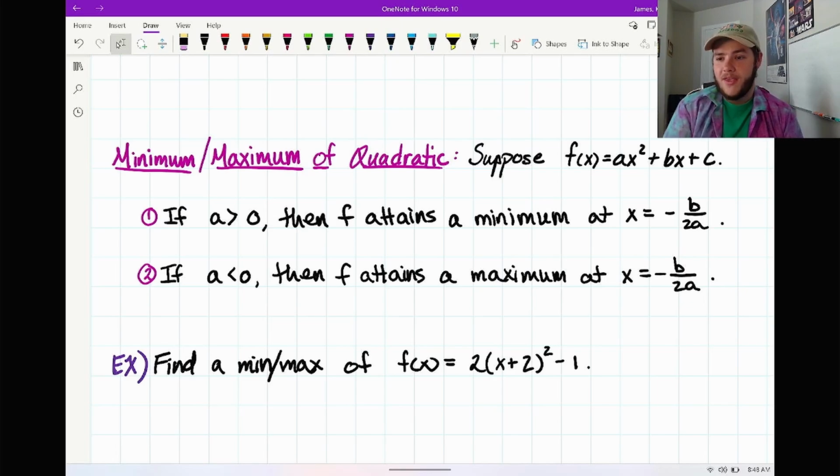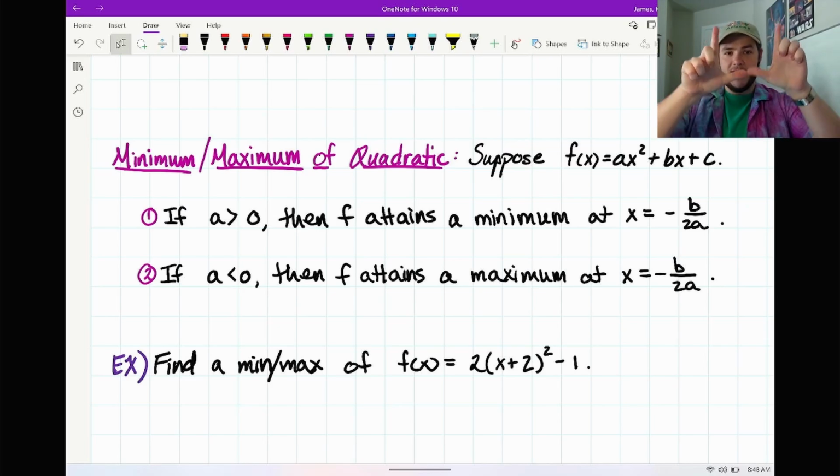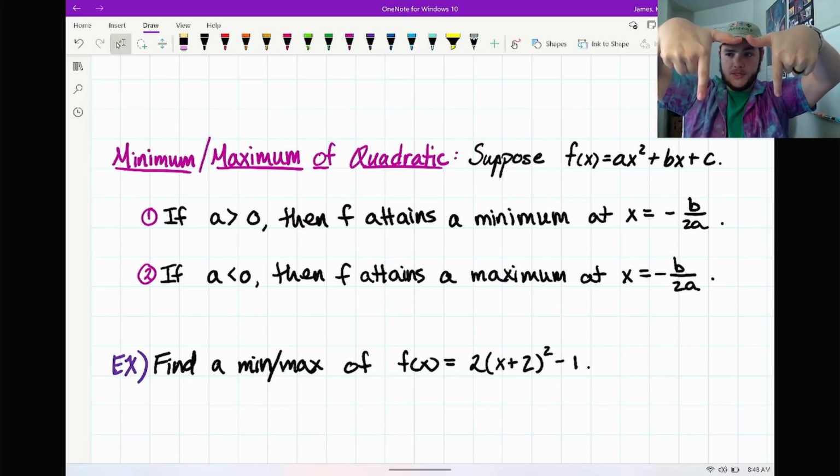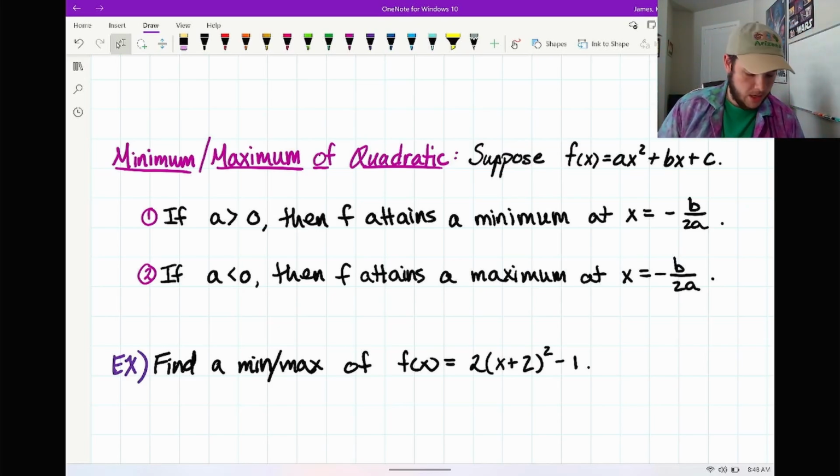So if f of x is equal to ax squared plus bx plus c, if a is a positive number, then f has a minimum at x equals negative b over 2a. And we can think about it having a minimum because remember, a being positive means it opens upward, so it's going to have a minimum. But if it's negative, it opens downward, which means it's going to have a maximum.